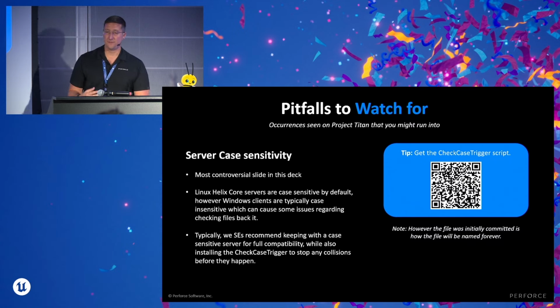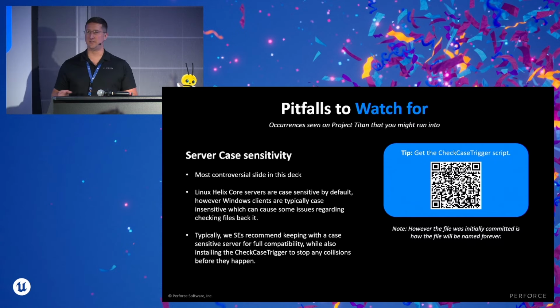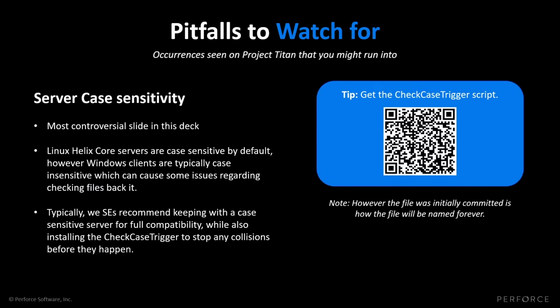So if you're using Helix Core specifically with Unreal, specifically only with Windows clients and all that, you probably would want to set that up as a case-insensitive server, and also likely leave Unicode mode off if you don't need Unicode mode. But as SEs, we typically end up recommending that you leave it as a case-sensitive server and then putting a case check trigger, which is just a Python script that runs on submit to check cases for you.